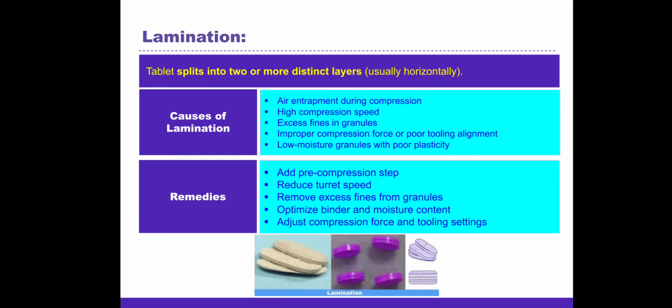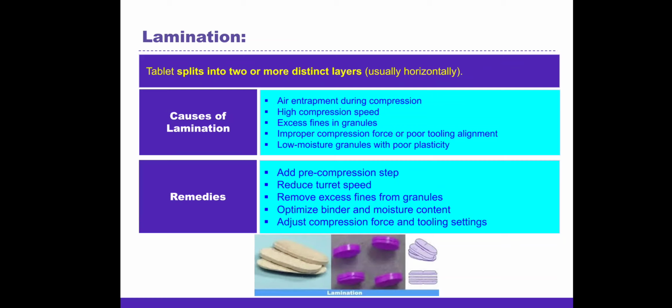Now we'll see lamination. A tablet splitting into two or more distinct layers is called lamination. It will be a horizontal separation. Now we'll see the causes of lamination: air entrapment during compression, high compression speed, excess fines in granules, improper compression force or poor tooling alignment, and low moisture granules with poor plasticity.